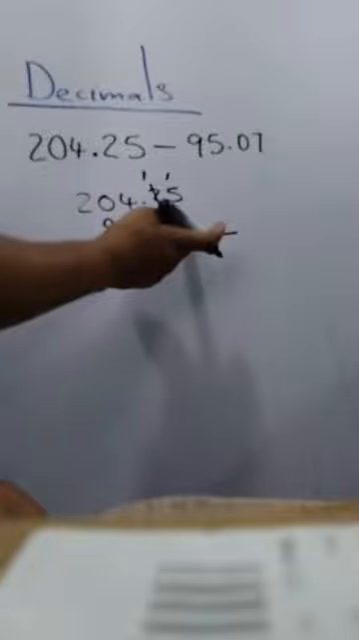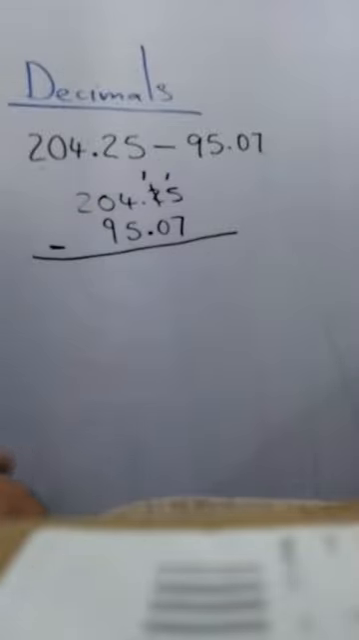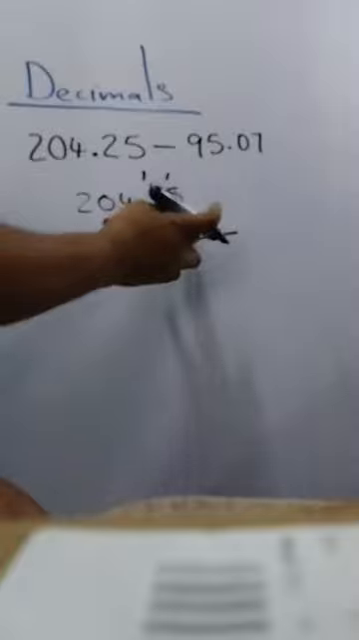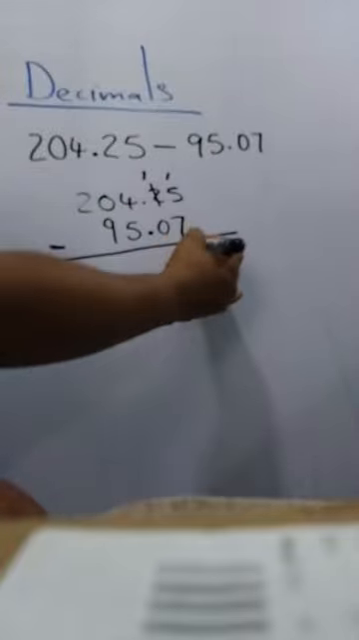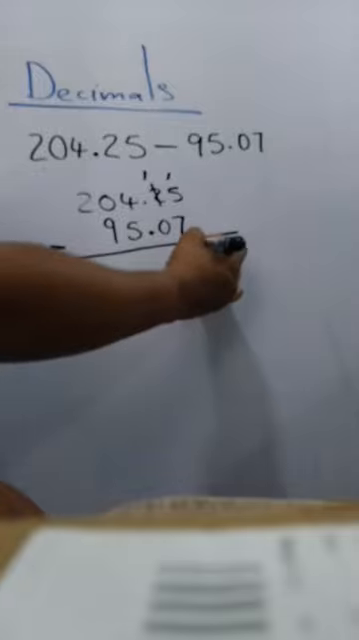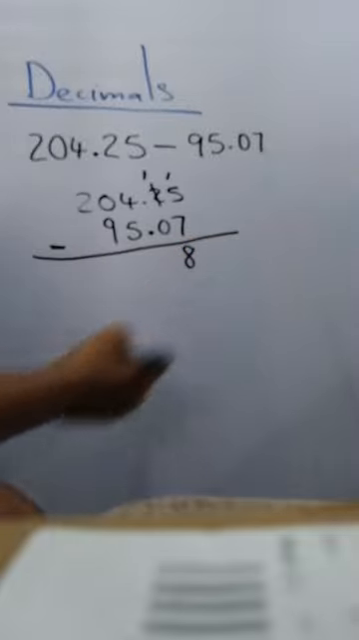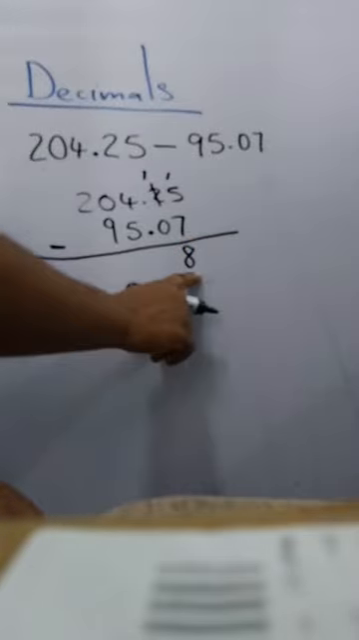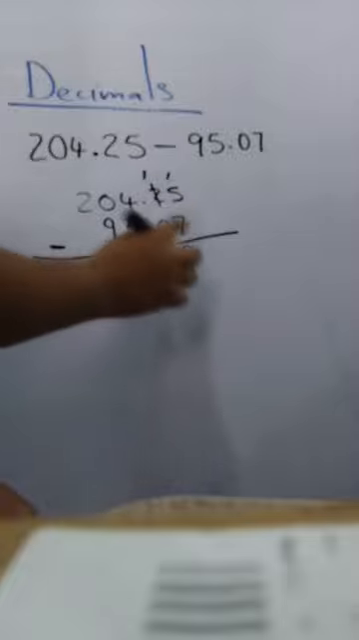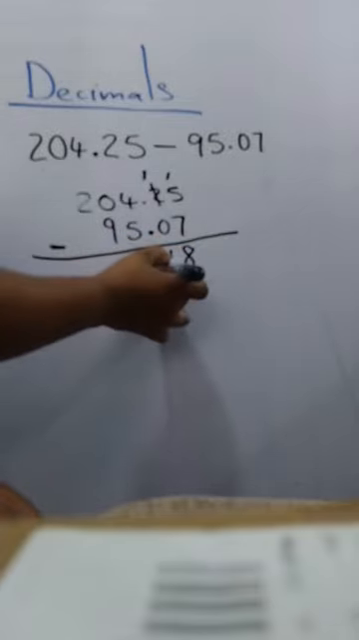I'm now going to take 7 from 15. When you take 7 from 15, you are left with 8. So this is 8 hundredths. I'm taking 0 from my 1. That's still 1. I put down back my point.